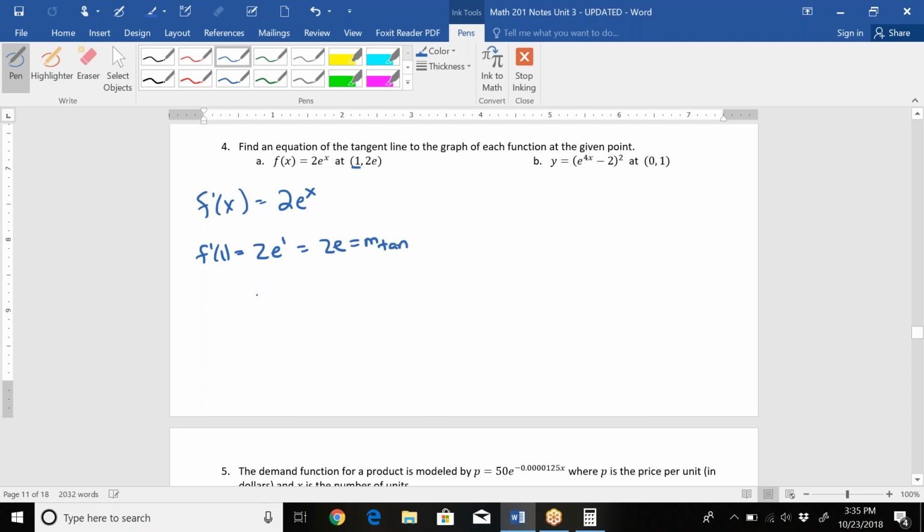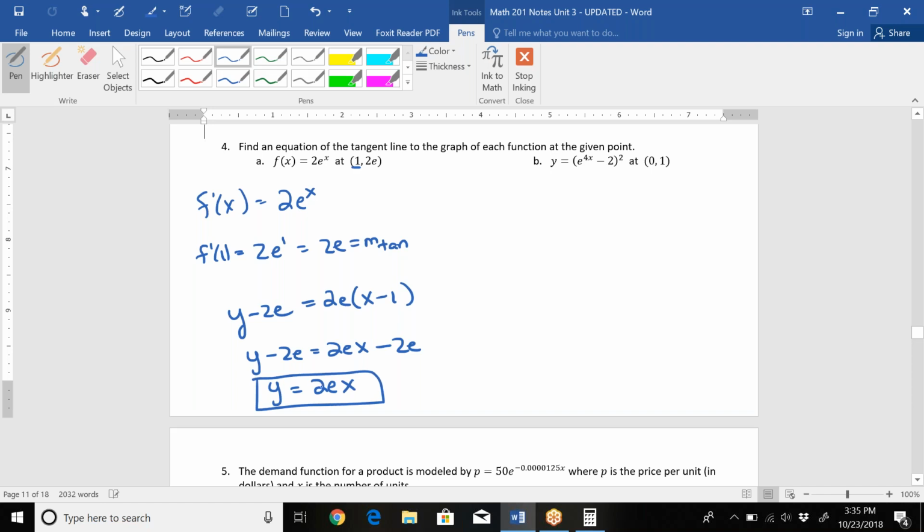E is just a number. So then we go to do this point slope. We would have y minus 2e, that's its y value, and then our slope is also 2e, and then we have x minus 1. So this is y minus 2e equals 2ex minus 2e. When I add over the 2e, it cancels out on both sides. So this is my equation. But you have to remember 2e is a numerical value, so it's some kind of decimal.